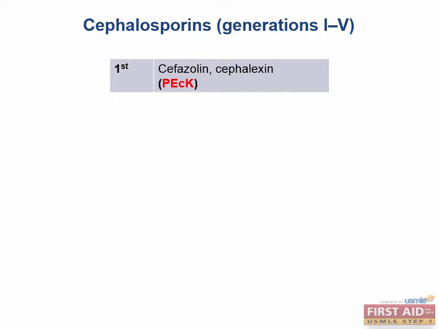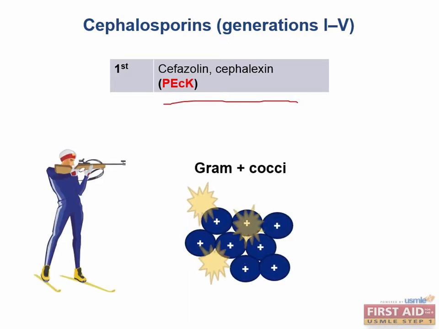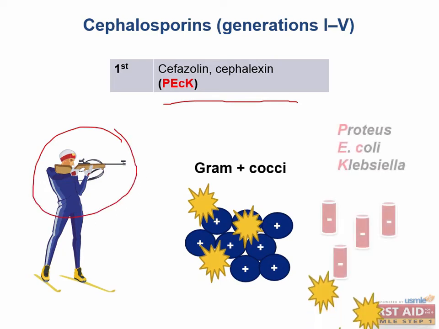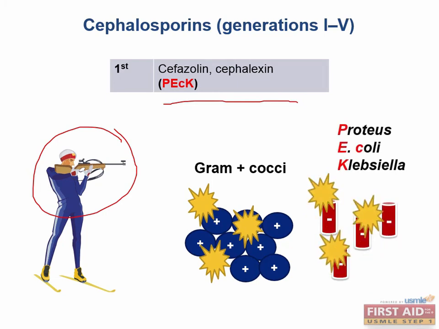Cefazolin and cephalexin are the first generation cephalosporins. These guys are effective against gram-positive cocci. They are narrow spectrum and bactericidal, and we can see the sniper rifle again. However, they do have some activity against gram-negative organisms, including Proteus, E. coli, and Klebsiella. We can remember these bacteria by remembering the mnemonic PEC: Proteus, E. coli, Klebsiella. In general, the first generation cephalosporins are only effective against gram-positive cocci and 3 gram-negative rods.